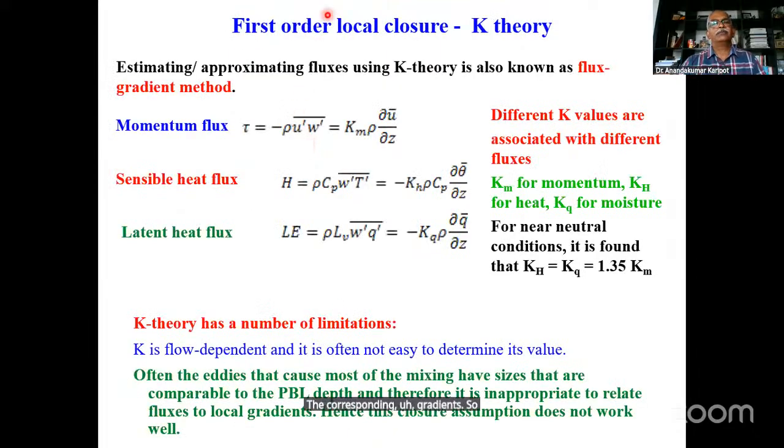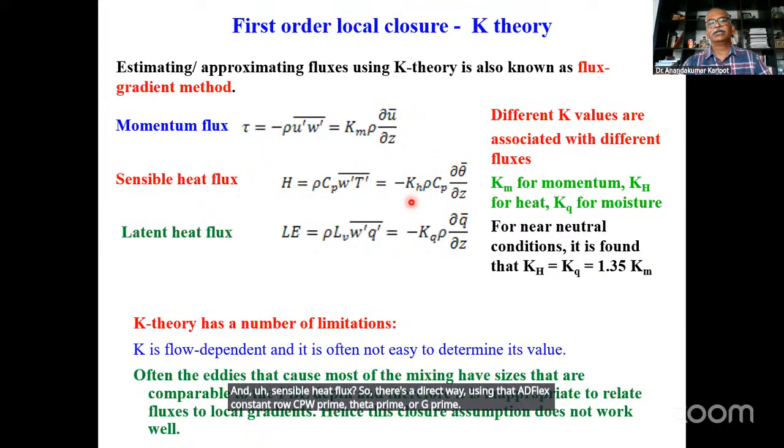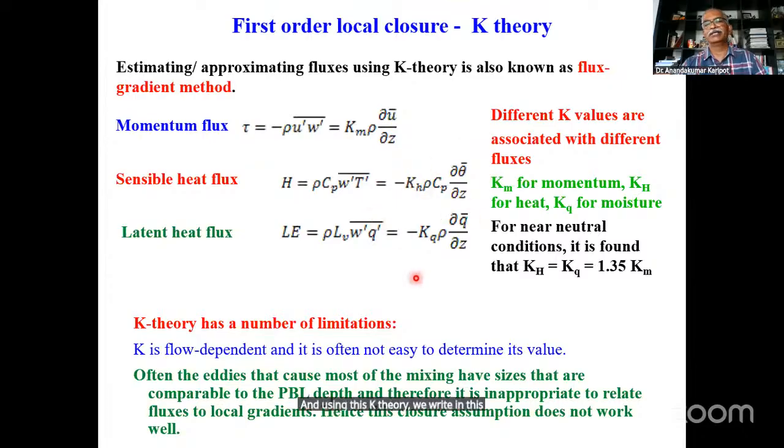So that way, all these fluxes, for example, the momentum flux in the original form, minus rho U prime W prime, we are writing as the eddy transfer coefficient for momentum Km multiplied by density and the local gradient of the U component in the vertical. And sensible heat flux, so this is a direct way using that eddy flux concept, rho Cp W prime theta prime or T prime. Using this K theory, we write in this form, and similarly the latent heat flux. So this is basically the flux gradient method. We are expressing the fluxes in terms of the gradients of those variables.